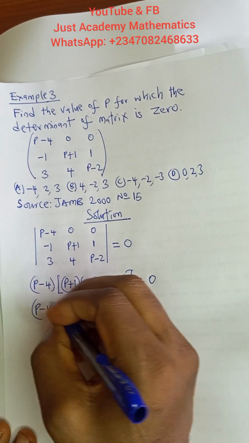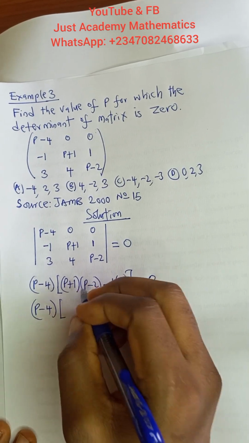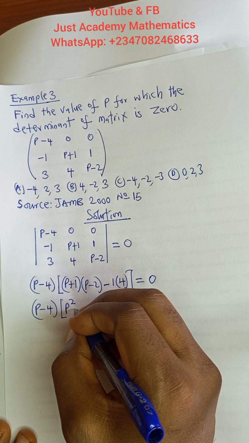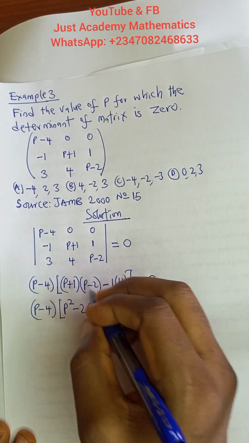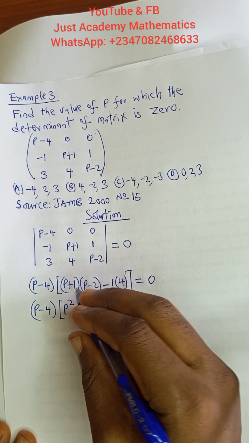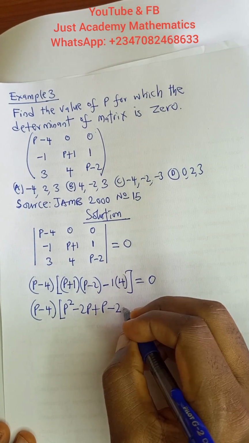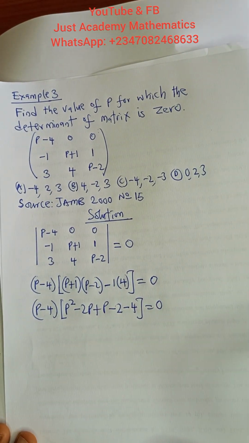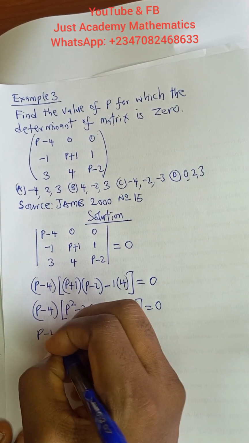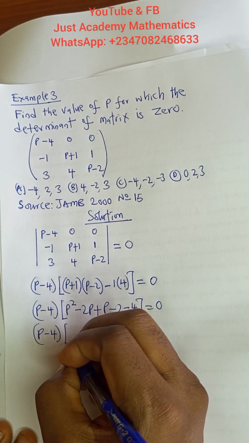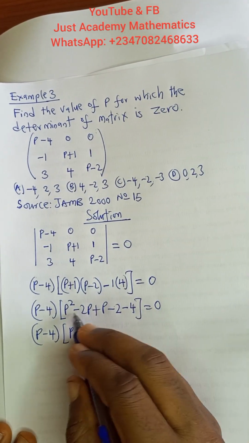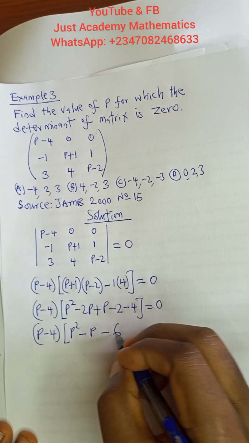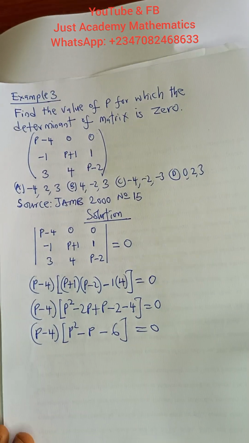We have that P minus 4 bracket. If you open this bracket, you will get what? P square, P times minus 2 is minus 2P, 1 times P is plus P, 1 times minus 2 is minus 2, minus 4 is equals to 0. So, of course, we proceed. P minus 4 times P square. Of course, these two will give us what? Minus P, and these two will give us what? Minus 6 equals to 0.